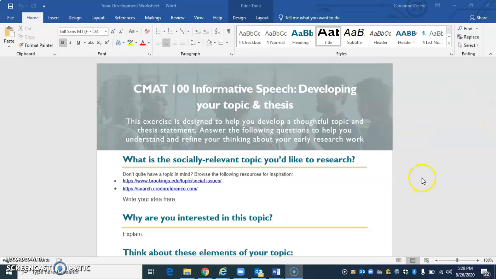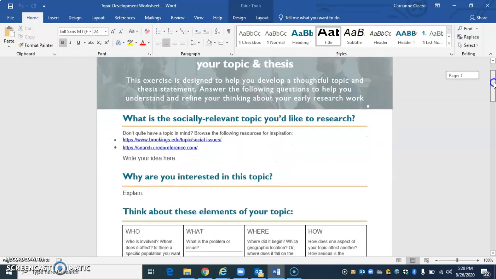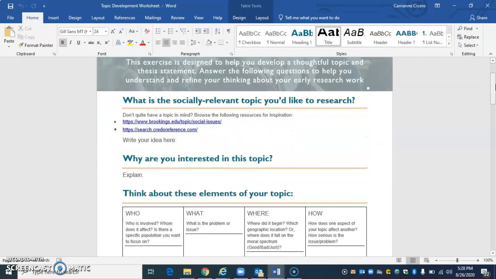So, this worksheet here is going to help you kind of figure that out. If you don't have a topic in mind, there are 2 links here that are great for some inspiration. But like I said, the sky is really the limit. First of all, I need you to pick something that you are interested in because you're going to be miserable if you have to spend all this time researching, writing, and practicing a speech on something you're not passionate about. In addition, your audience is going to know whether you are interested in your topic or not.